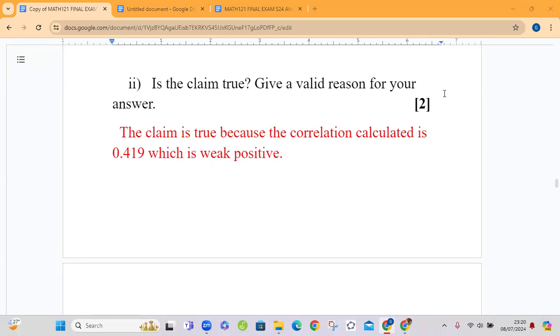So part 2 now is saying, is the claim true? Give a valid reason for your answer. Well, the claim is true because the correlation calculated is actually 0.419, which is weak positive because 0.419 is less than 0.5 and it is positive.